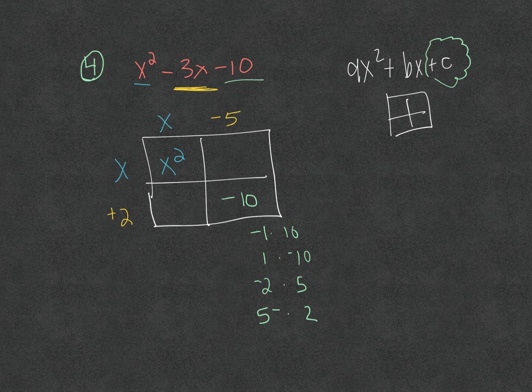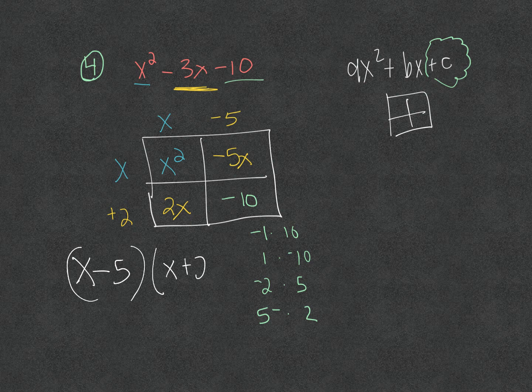And so when I go to multiply here, x times a negative 5 will become a negative 5x. And then negative 2 times x will become a positive 2x. And then I can check and see, well, this is x squared. Add these together, that is a negative 3x. And then negative 10 is our constant. So that tells me that our correct answer is going to be x minus 5 times x plus 2.